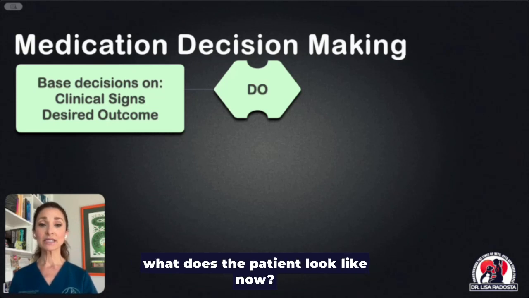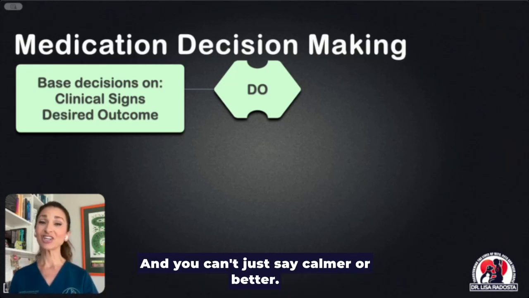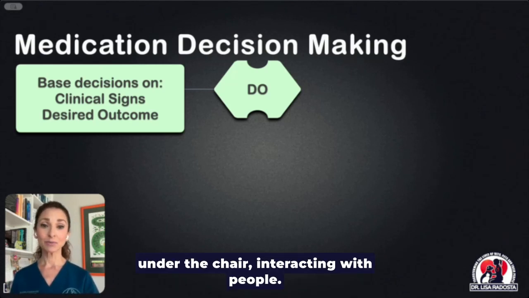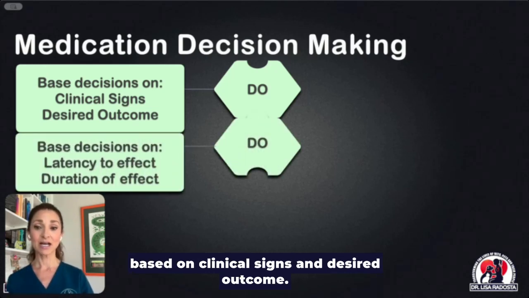What does the patient look like now? Lunging, hiding under a chair, destroying the house? What do you want the patient to look like? You can't just say calmer or better. You have to describe it. Out from under the chair, interacting with people. So you're going to make decisions based on clinical signs and desired outcome.